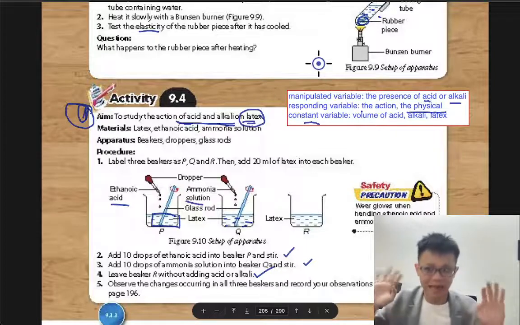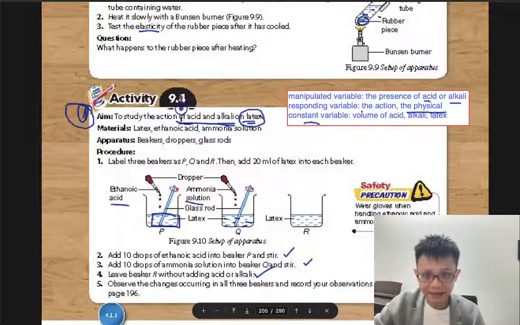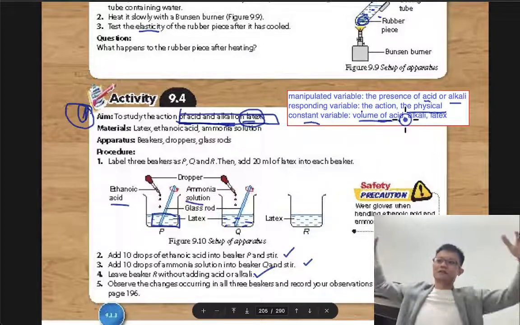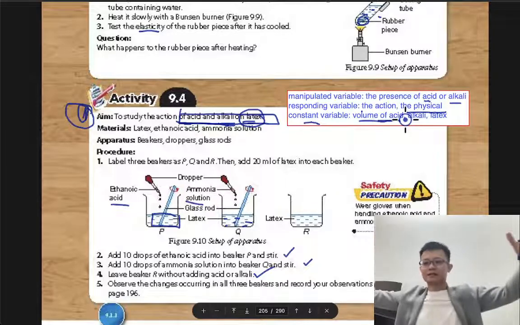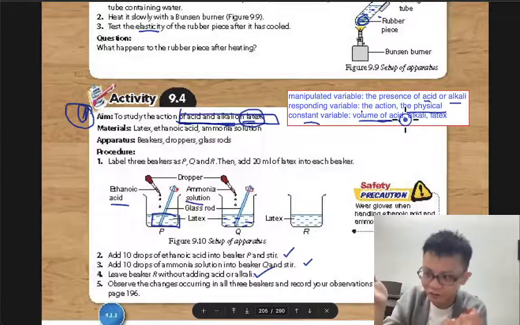So what are the other things that might disturb the result? Because we want to just study acid and alkaline on latex. So what are some of the things that might disturb? The volume of acid might disturb, so it needs to be the same. Acid and alkaline must be the same. I cannot use like 1 ton of acid and then in another one use a little bit of alkaline. Is it a fair experiment? Not fair.